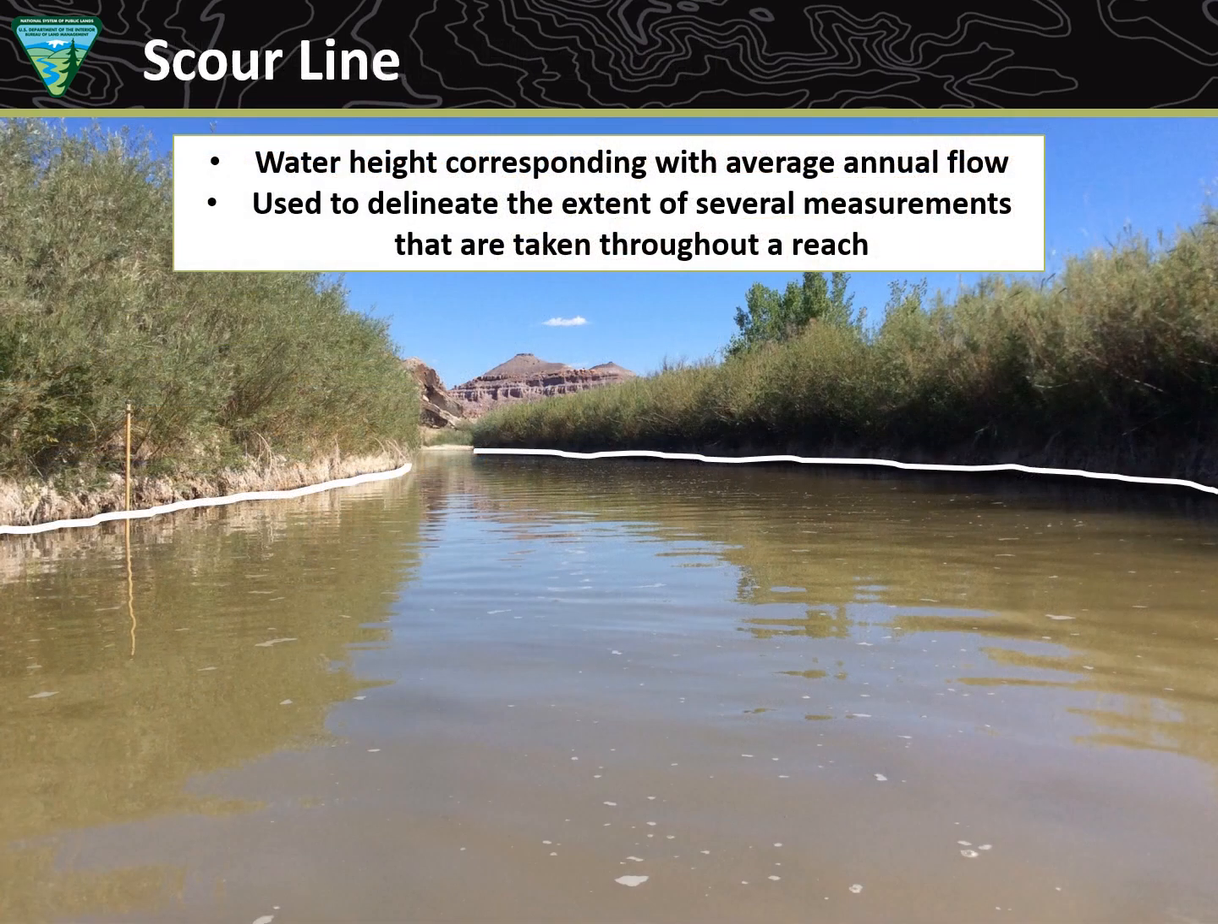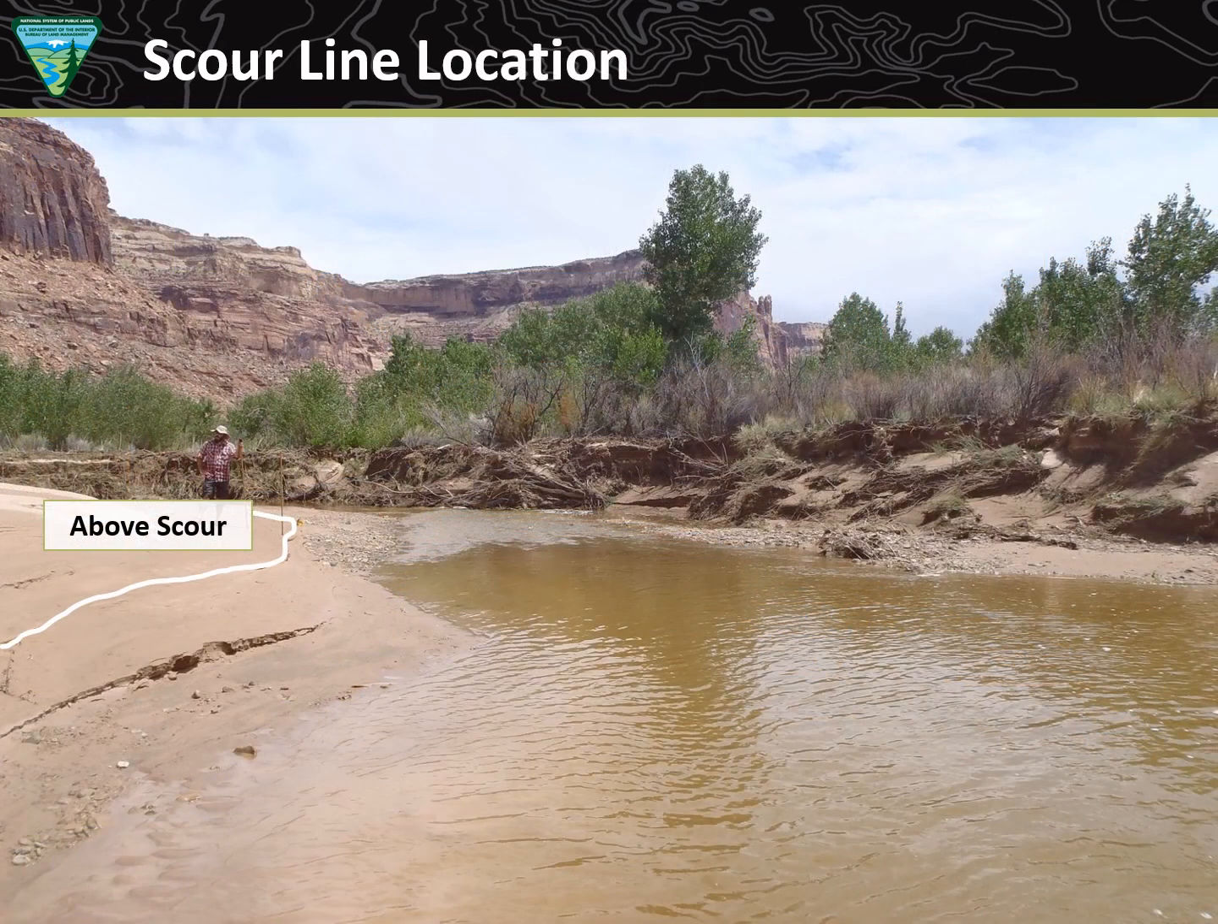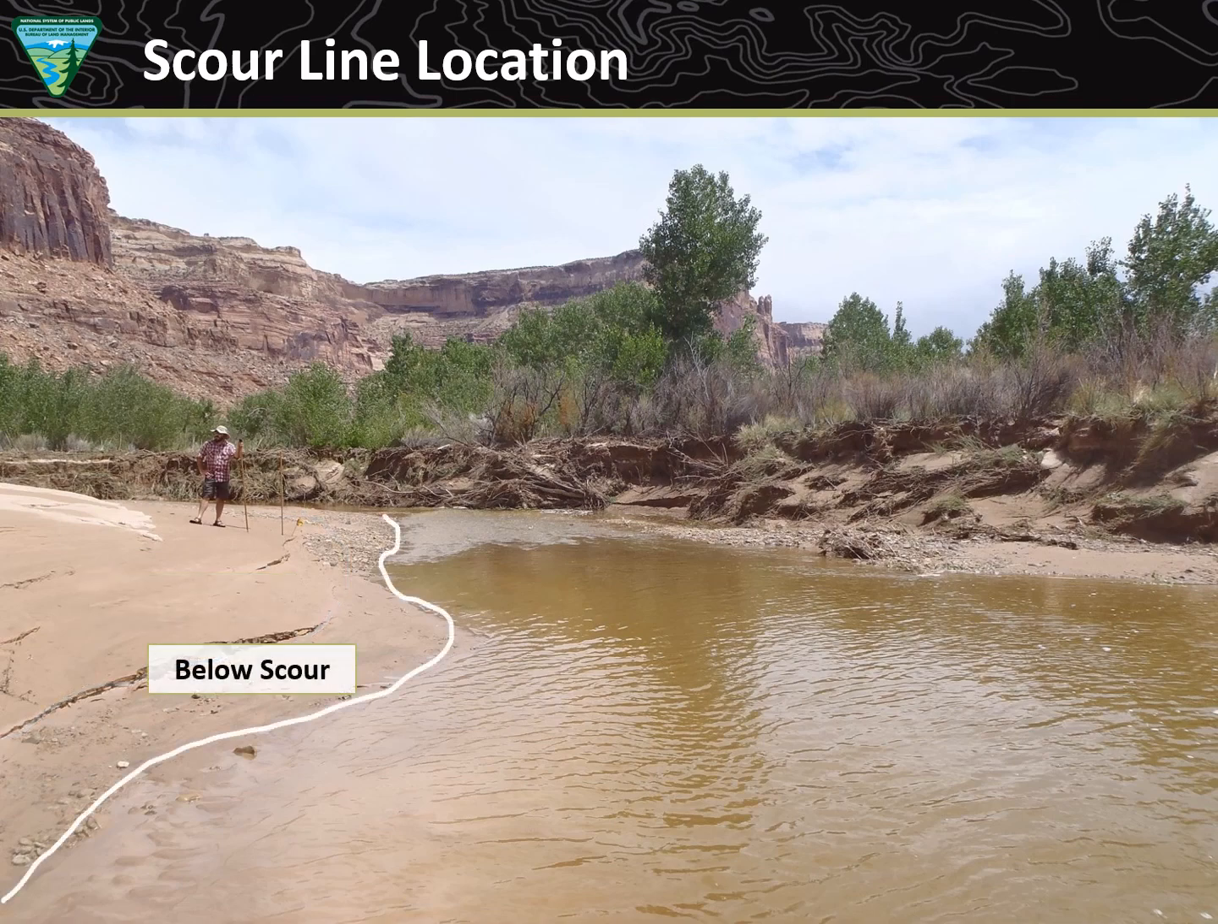Scour line is the water height corresponding with average annual flow in a lotic system. Identifying scour line correctly is important because it is used to delineate the extent of several measurements that are taken throughout a reach. Scour may be located above, at, or below the current water level.